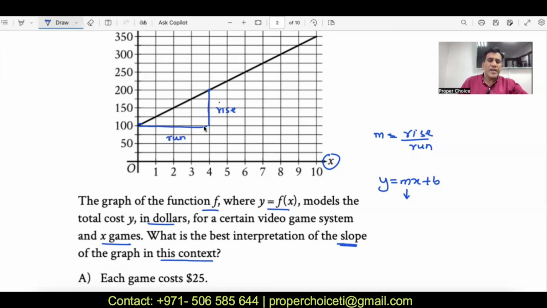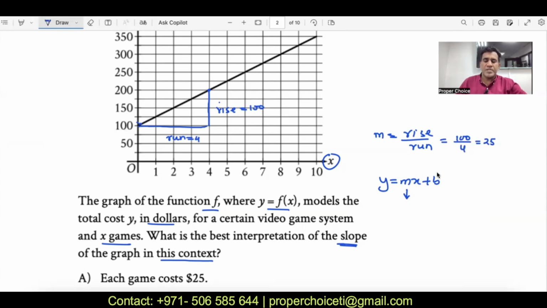Now what is the value of rise? From 100 to 200. So rise here is going to be 100. As I told, you can take any reference point. I'm just taking this here, you can take it as this or even bigger, it doesn't matter. So run is from 0 to 4, so the total is 4. So if we put it here, rise is going to be 100, run is going to be 4, so it's going to be 25.